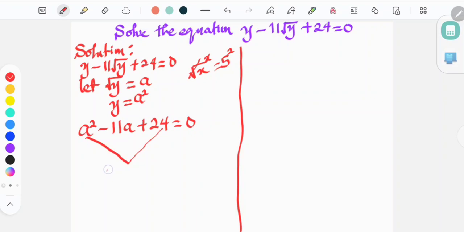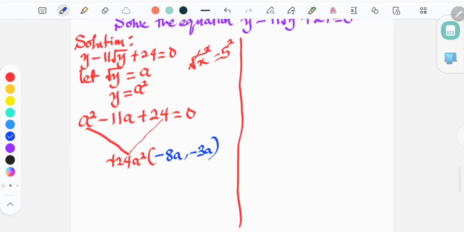All right, so if we decide to factorize this, as this is a quadratic equation, the multiplication of these two is going to give me positive 24a squared. So what factors of 24 are going to give me negative 11? So that's going to be negative 8a and negative 3a.